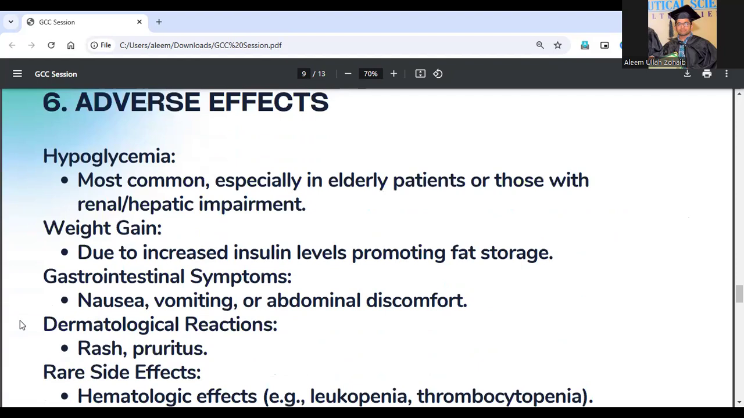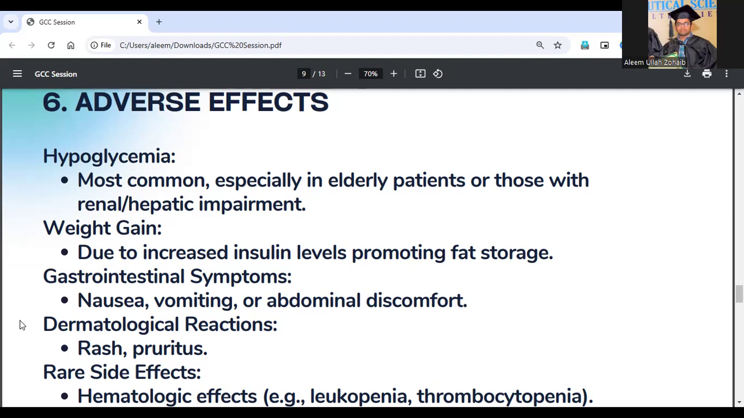Adverse effects: most common is hypoglycemia, because it increases the insulin and decreases the glucose level. It causes hypoglycemia in elderly or those with renal or hepatic impairment. When there is a renal failure, the excretion of drug from the body is less. The drug remains for a longer time in the body, and the therapeutic effect becomes more, because more time is given to the drug for the therapeutic effect.